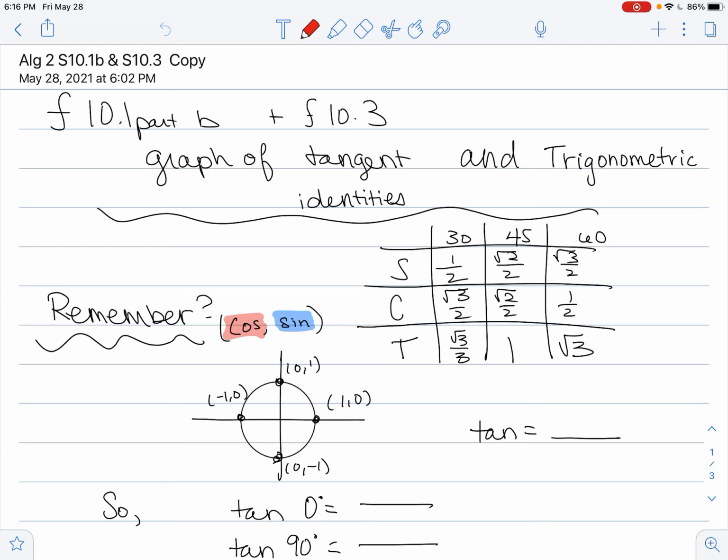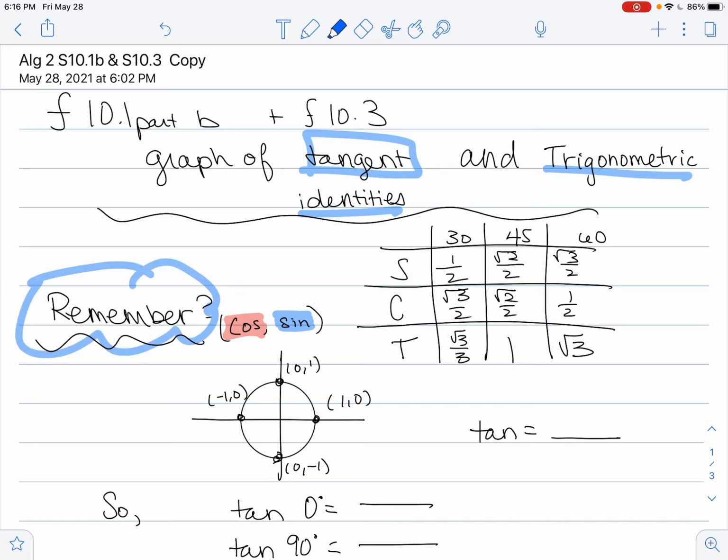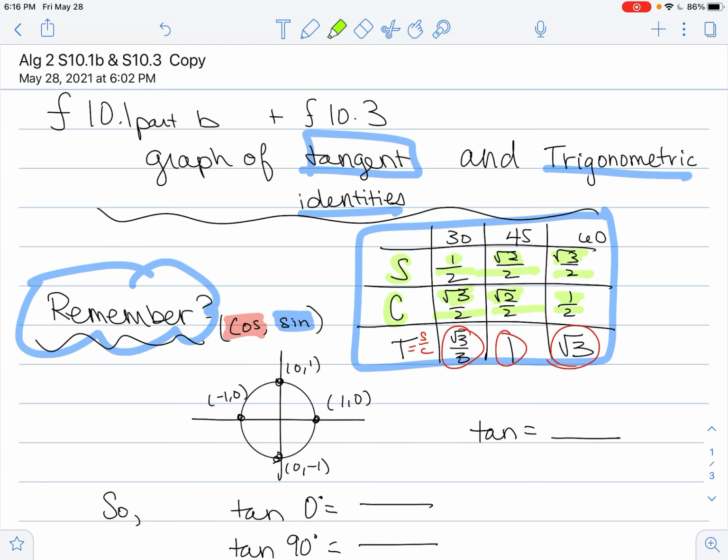Awesome. So we talked about graphs of sine and cosine. Now we're just talking about the graph of tangent and some trigonometric identities. I want you to remember a couple of things. Remember this cute little chart over here for common angles. Remember we talked about sine and cosine are as easy as 1, 2, 3, 3, 2, 1, all over 2 with roots on top. And then remember, tangent was sine over cosine, and that's how we got root 3 over 3, 1, and root 3.